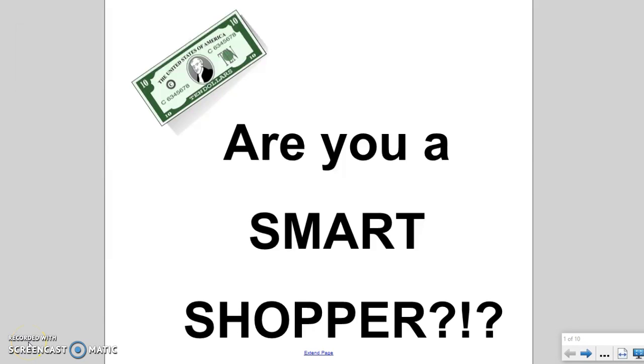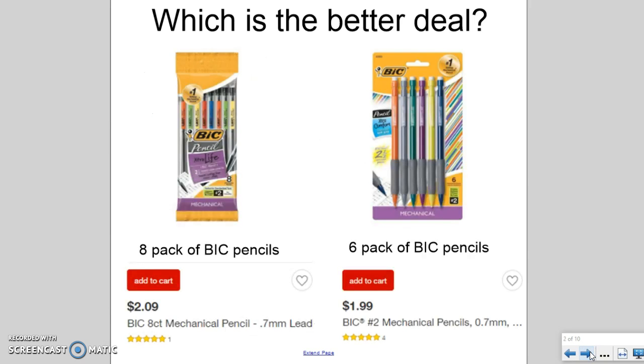Have you guys ever wondered if you're a smart shopper? Today, we're going to go ahead and figure out how to be a smart shopper. So if you take a look at this just with your eyeballs, and we're looking for which is the better deal. We have an 8-pack of Bic pencils for $2.09 over on the left, and we have a 6-pack of Bic pencils for $1.99 off to the right.